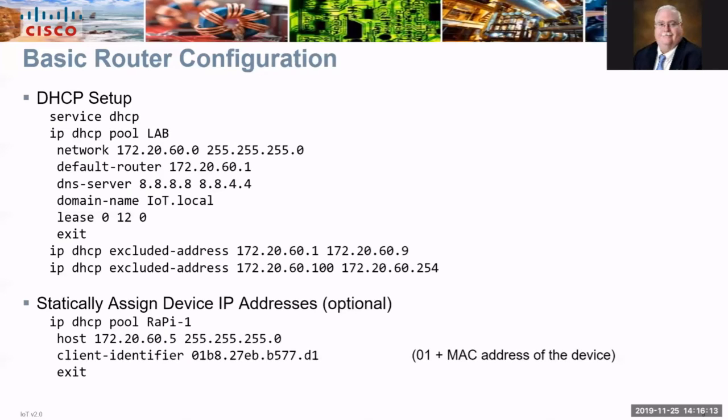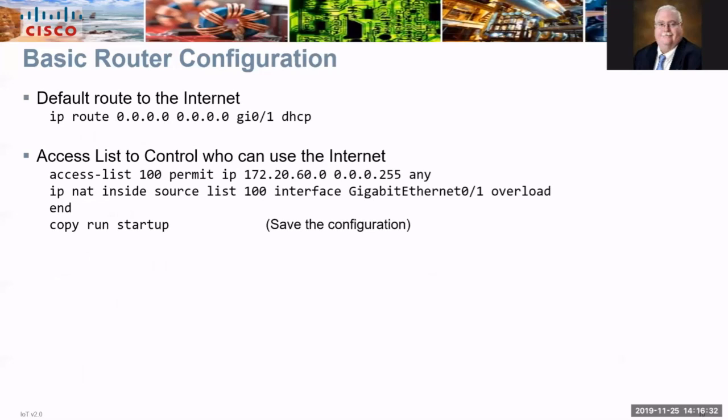The 01 added at the beginning of the address designates this is connected using an Ethernet connection, while the remainder of the address is the MAC. You will repeat these 4 lines for every device, changing the pool name, the host IP address, and the MAC address. This section defines where traffic destined for the Internet will go. The Access Control List, ACL, defines which addresses are allowed to use NAT and exit the network. The final line saves the configuration in case of power loss.